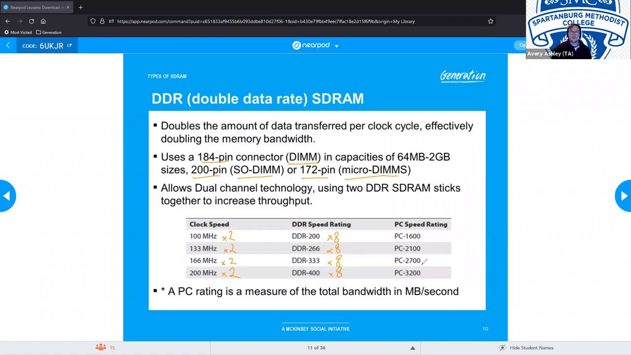And don't stress out about it not equaling exactly the PC rate. You're going to be tested by multiple choice anyway, so it'll be clearly like, this is the answer. Because you know that 266 isn't going to be 1600. It's not close to 2700 or 3200. So it would have to be the 2100.